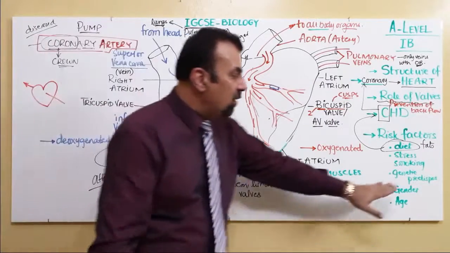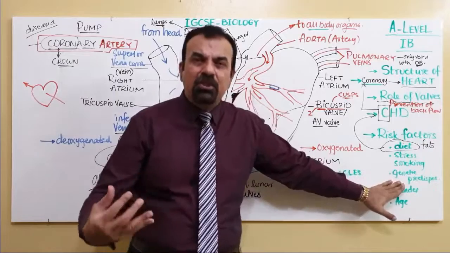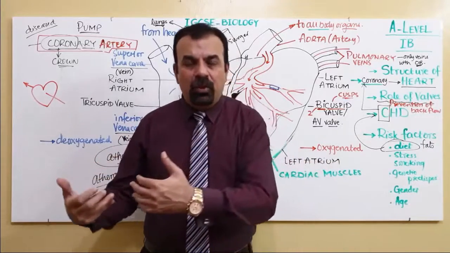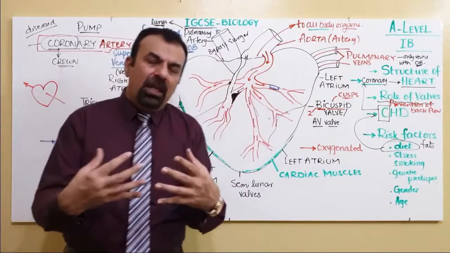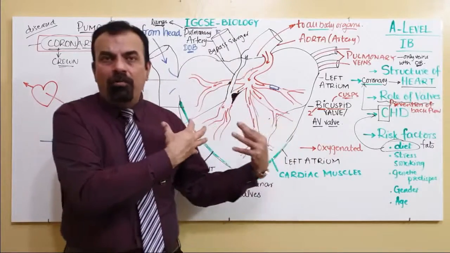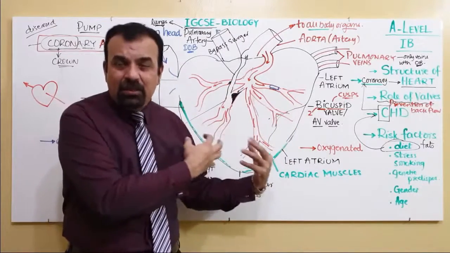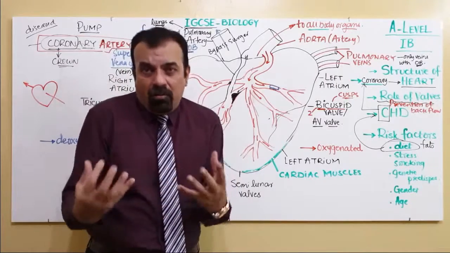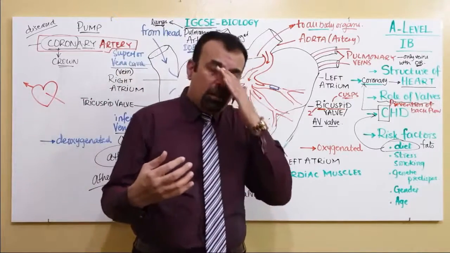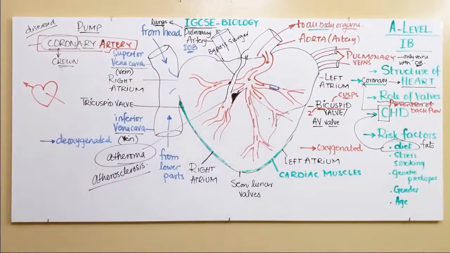Genetic predisposition. Genetic predisposition means the family history. If someone has a family history, if heart related problems are there in your family already, and you know that there are people who are suffering with coronary heart diseases.